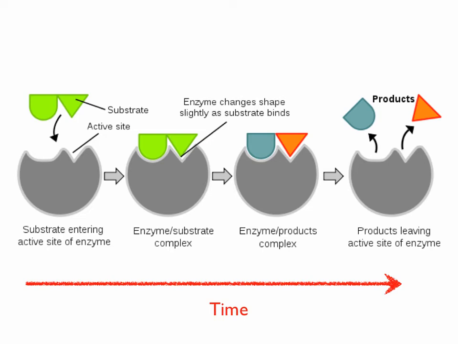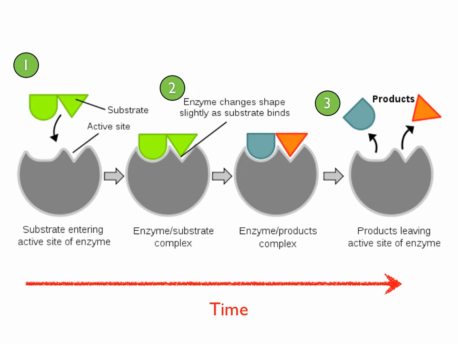Here's what this looks like over time. Step 1, the substrate enters the active site. We used to think that the active site fit the substrate like a lock does a key. But now we think that the enzyme actually changes shape as the substrate binds to it. Step 2 is the enzyme-substrate complex. That's where the enzyme is going to break the bonds of the substrate and create new ones. At step 3, the products are released.